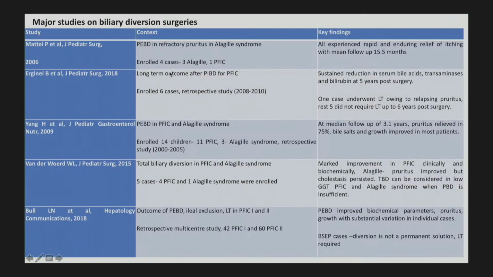These are the various studies on biliary diversion surgeries, from 2006 to the latest study in 2018, where a partial external biliary diversion has been shown to improve the biliary biochemical parameters, improvement of pruritus, and also improvement in fibrosis in certain conditions.